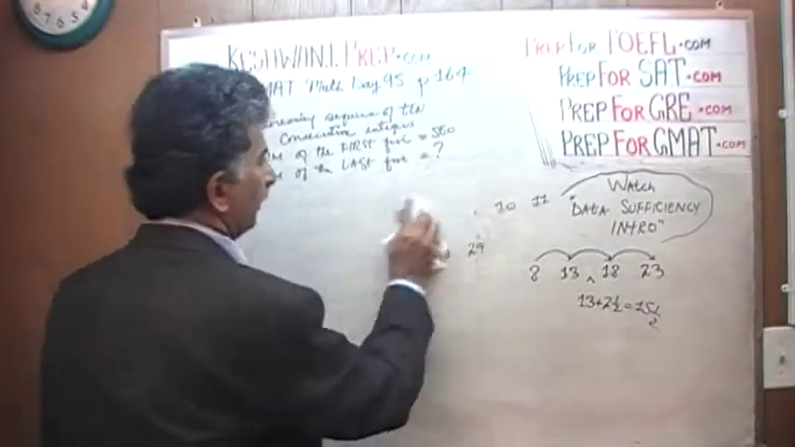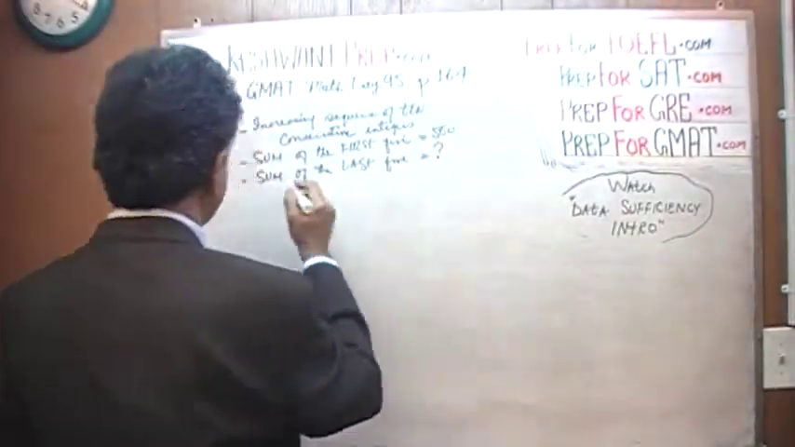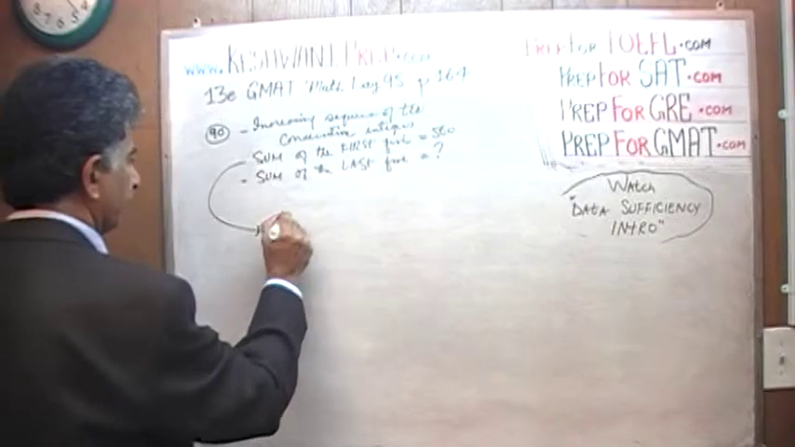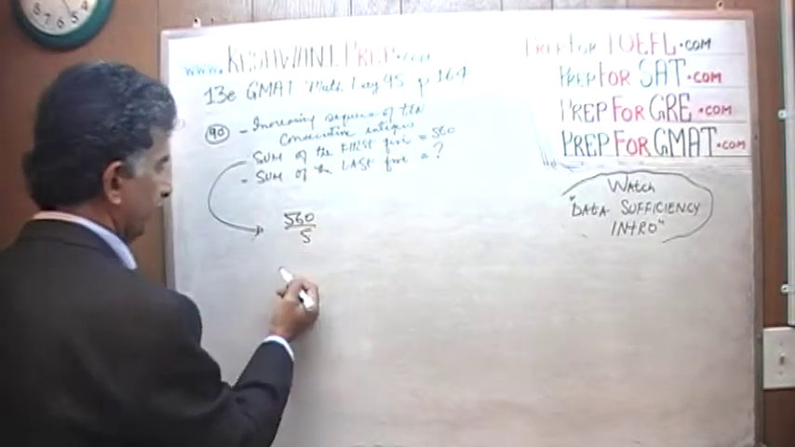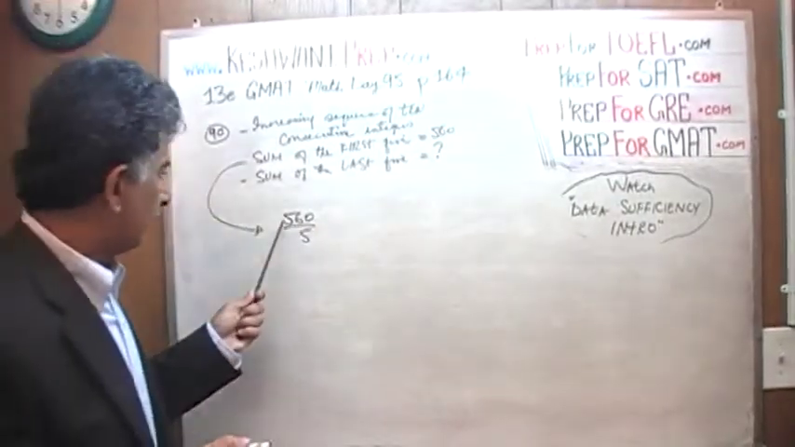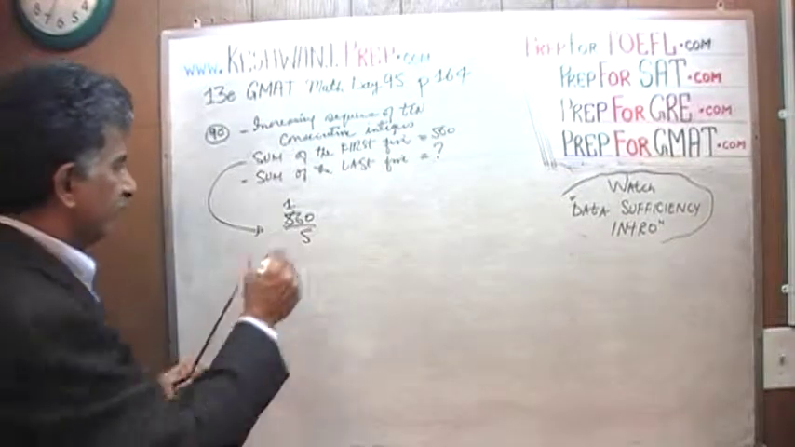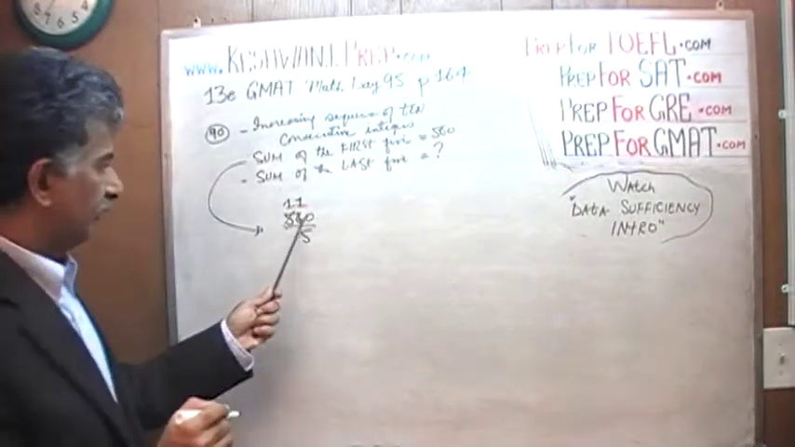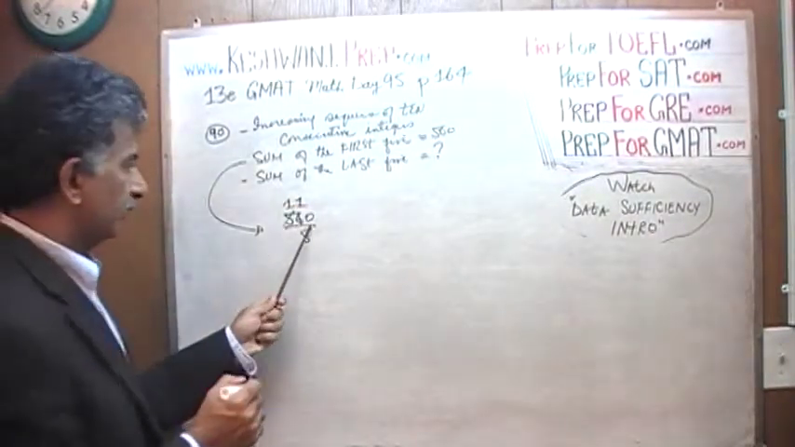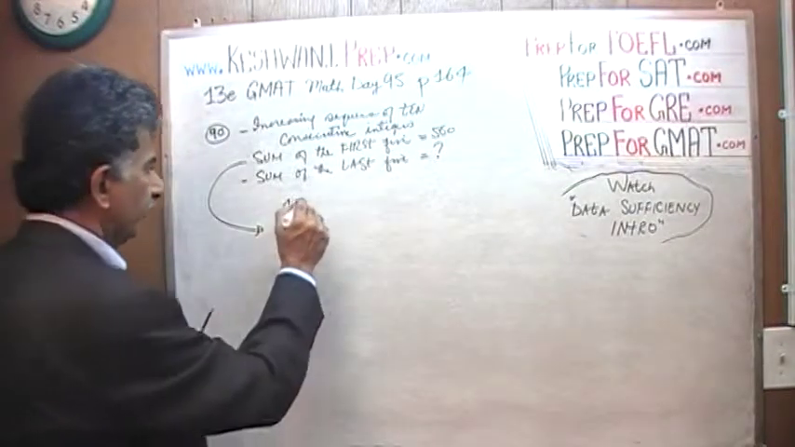Now what's going on in this problem is this. We are told that the sum of the first 5 is 560. If you were to divide 560 by 5, how many 5s in a 5? 5 has 1 5. How many 5s in a 6? 6 has 1 5. The remaining one goes and joins this guy, becomes 10. How many 5s in a 10? 10 has 2 5s. 112.